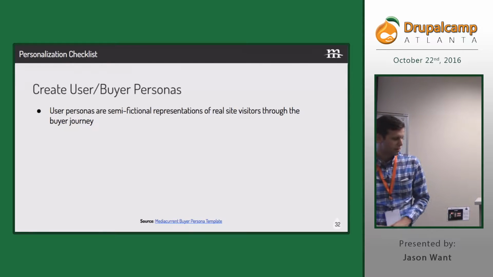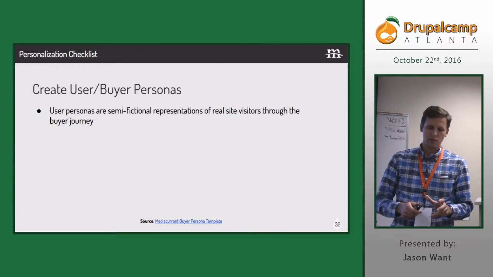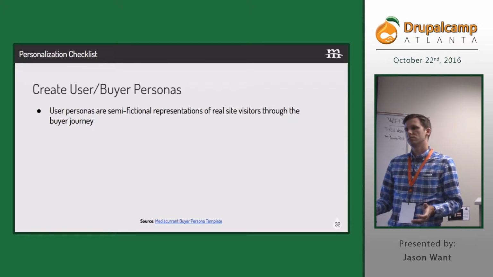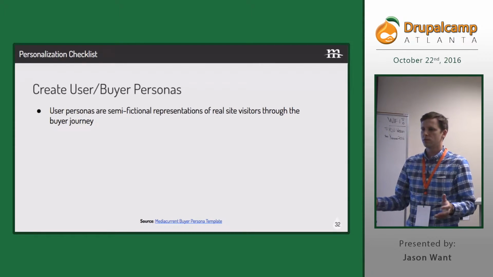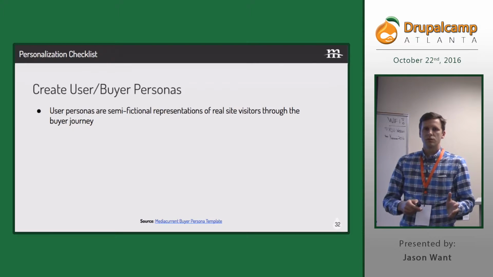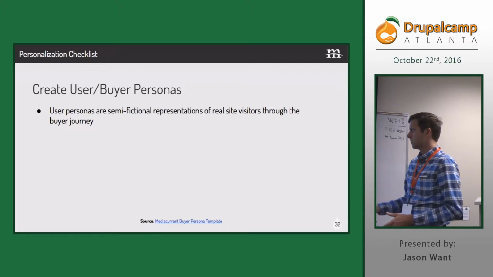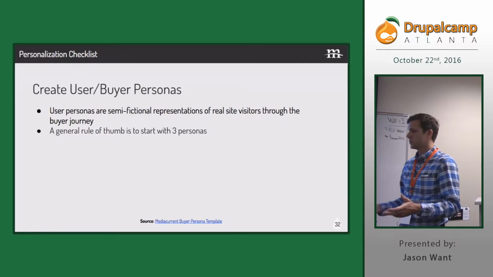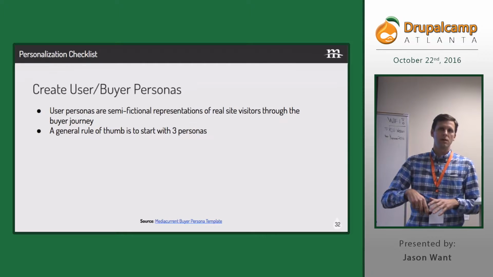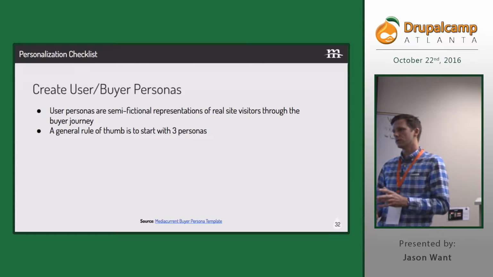These are fictional representations of your ideal customers. You look at your current customer base, your clients' customers, and use those categories to divide them up. You try to find your ideal customer, find out what categories they fall into, and then develop a persona based on those, and you'll generally pick three of them. You don't want too many, because then the content on your site will get diluted a little bit. So focus on three.